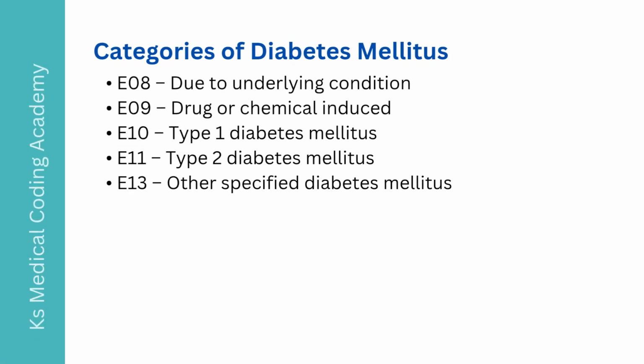Diabetes mellitus categories. ICD-10-CM classifies diabetes into 5 main categories. E08 for diabetes due to an underlying condition. E09 for drug or chemical-induced diabetes. E10 for type 1 diabetes. E11 for type 2 diabetes. And E13 for other specified diabetes mellitus.